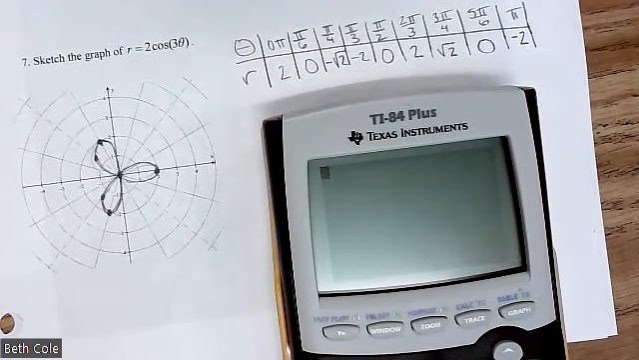I wish they were called clovers, but these are actually called the roses. That's what these types of graphs are called. They're called the roses. But I think they should be the clovers. They look like clovers.